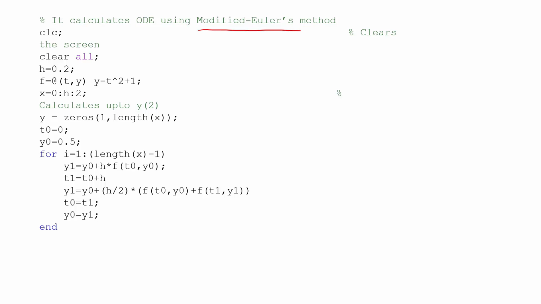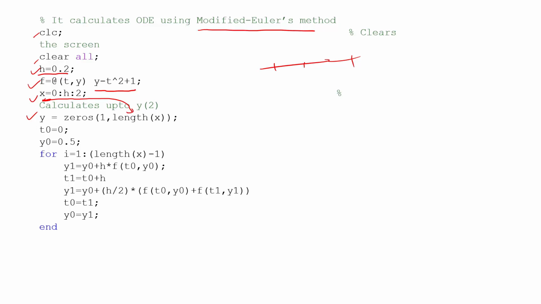This is the MATLAB code for the modified Euler's method. First of all, we have cleared the screen, and then we have specified the value of h, that is, how much distance we want. Then we gave the function, the same as we took in the examples, and then we said that x is equal to 0 till 2 with the distance of 0.2, h is 0.2, and we have created a vector y with all zeros with row 1, and the columns will be decided upon the length of this vector.